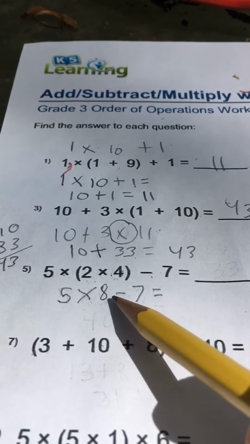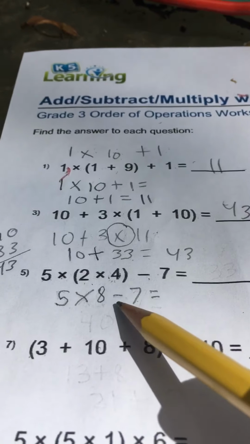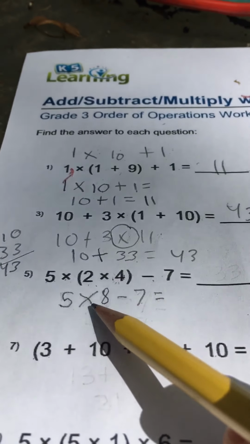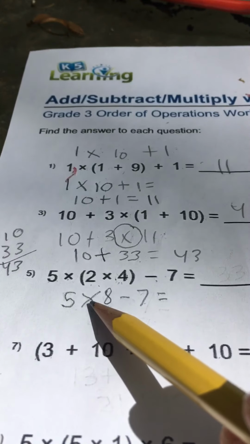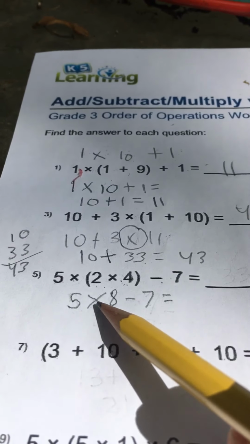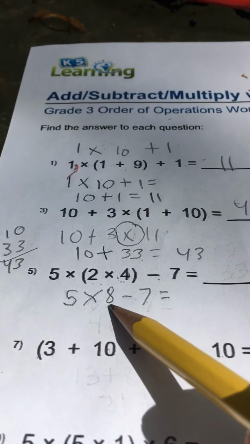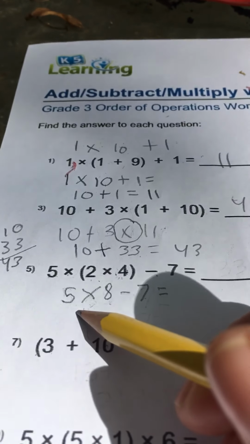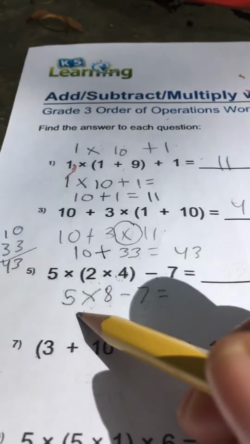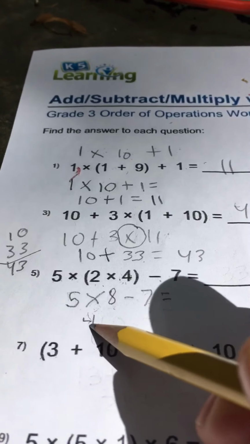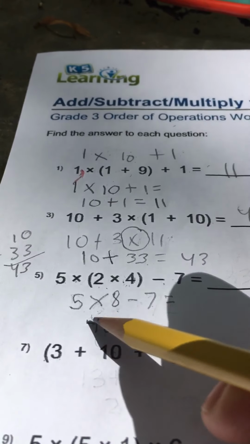What am I going to do first? Am I going to do 8 minus 7? No. Why? Because I have a multiplication sign here. And if I have a multiplication sign, I'm going to do that first. What's 5 times 8? I'll give you a chance to think. 5 times 8. 5, 10, 15, 20, 25, 30, 35, 40.